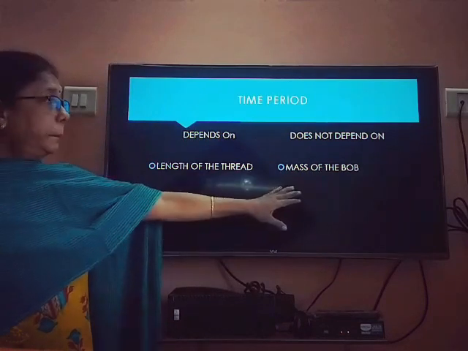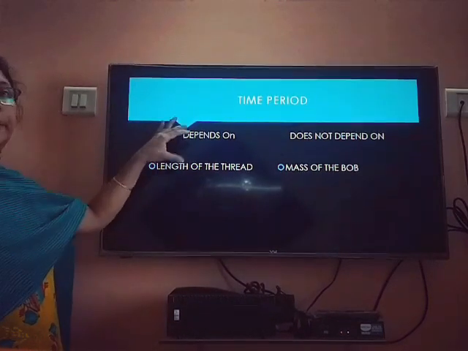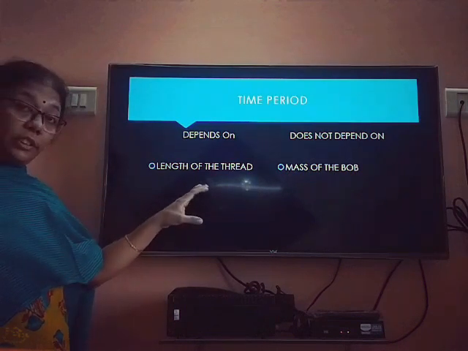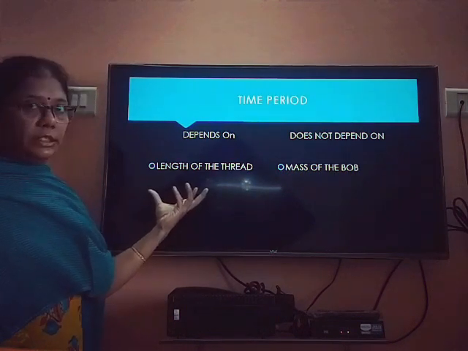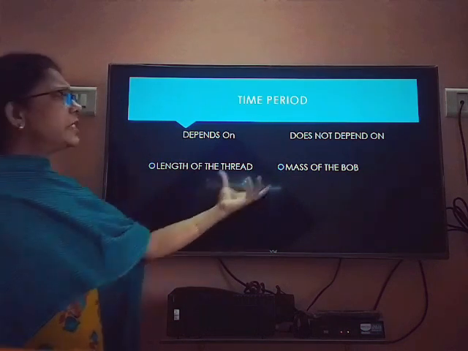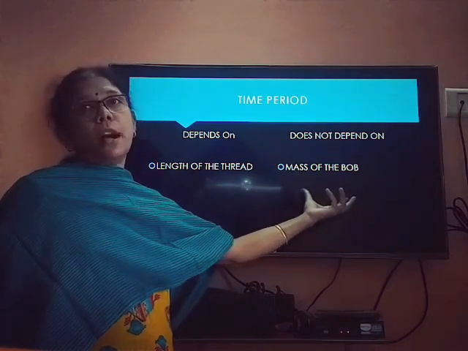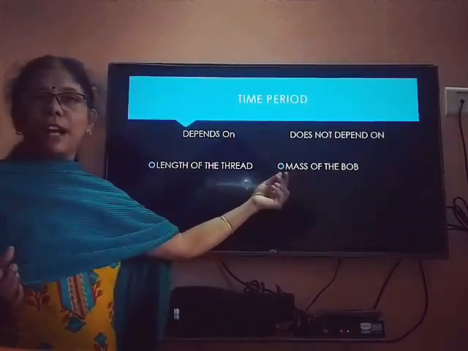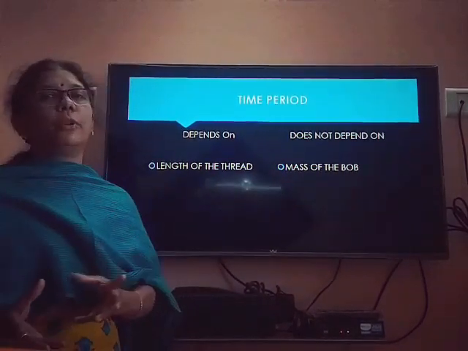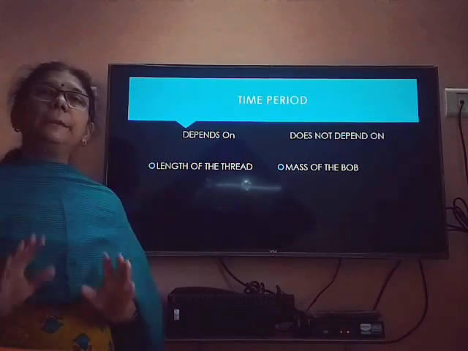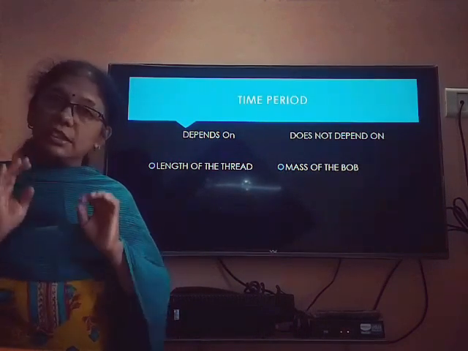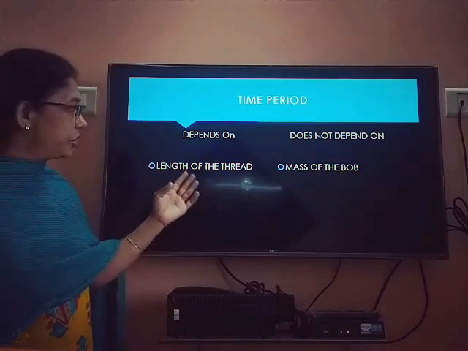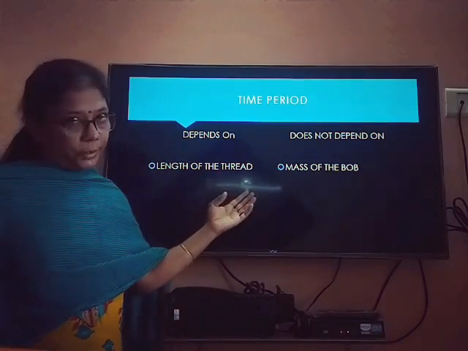Remember, the time period of the pendulum depends only on the length of the thread. If you change the length of the thread, the time period will change. It does not depend on the mass of the ball. Interesting, isn't it? You take a heavier metal ball or a lighter one, the time period will always remain the same. The time period will only change with the change in the length of the thread.